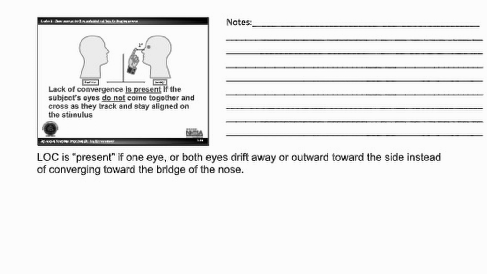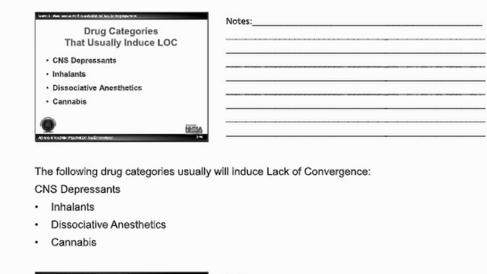Lack of convergence is present if one eye or both eyes drift away or outward toward the side instead of converging toward the bridge of the nose. The A.R.I.D.E. program follows this description by explaining what categories of drugs usually induce lack of convergence. These are CNS, central nervous system depressants, inhalants, dissociative anesthetics, and cannabis.